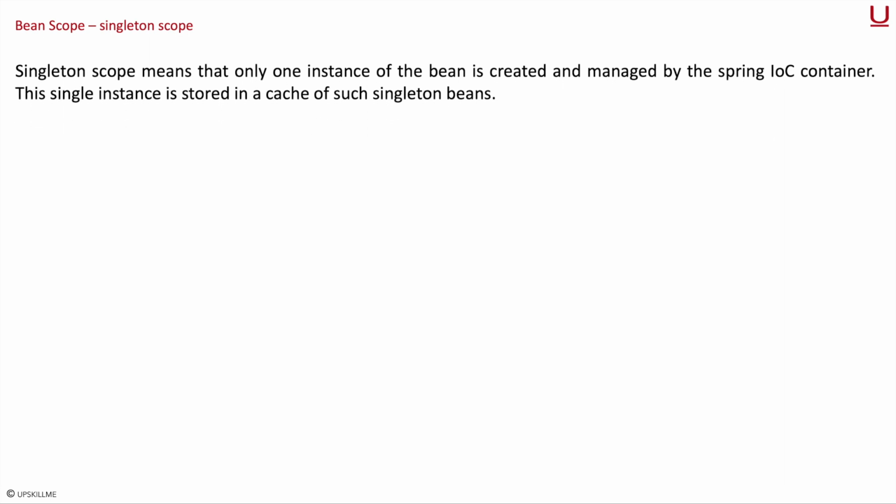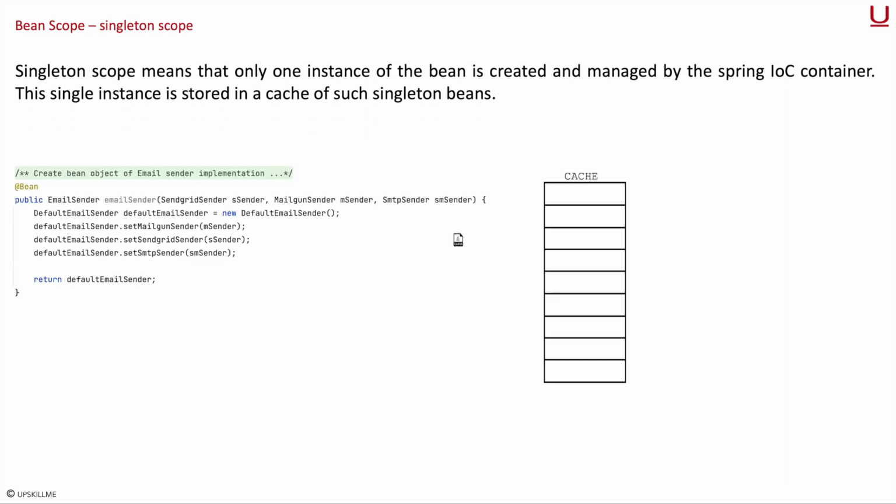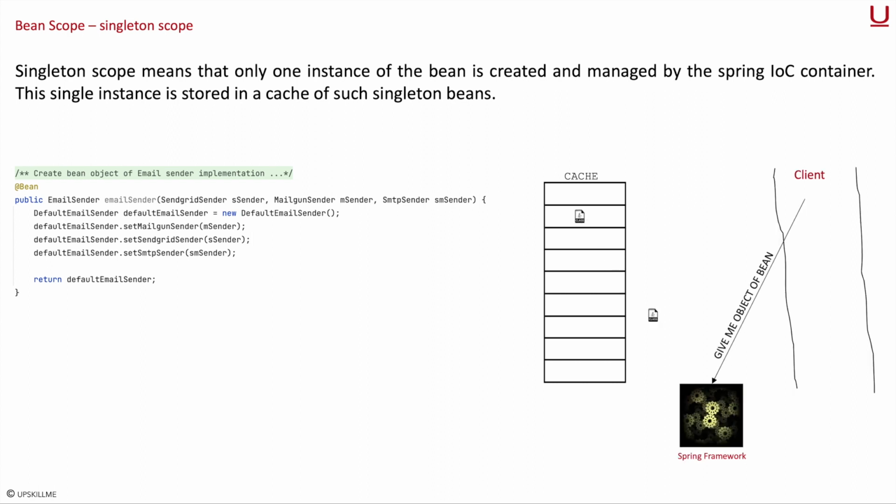Singleton. Singleton scope means that only one instance of the bean is created and managed by the Spring IOC container. This single instance is stored in a cache of such singleton beans. Whenever the bean is requested, the same singleton cache instance is returned every time. The singleton scope is the default scope in Spring.